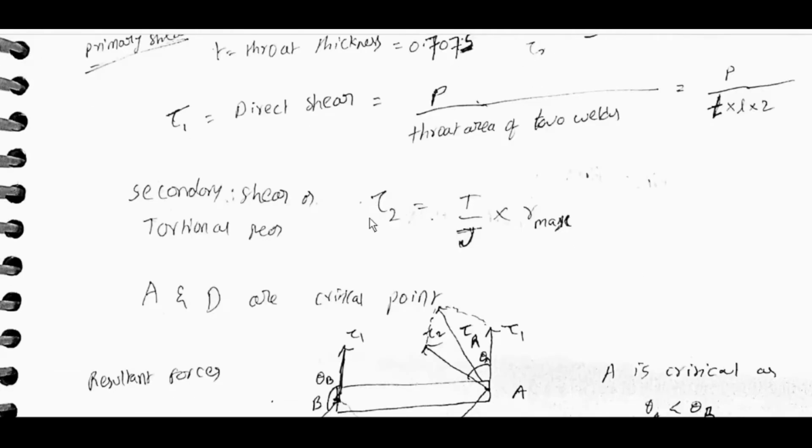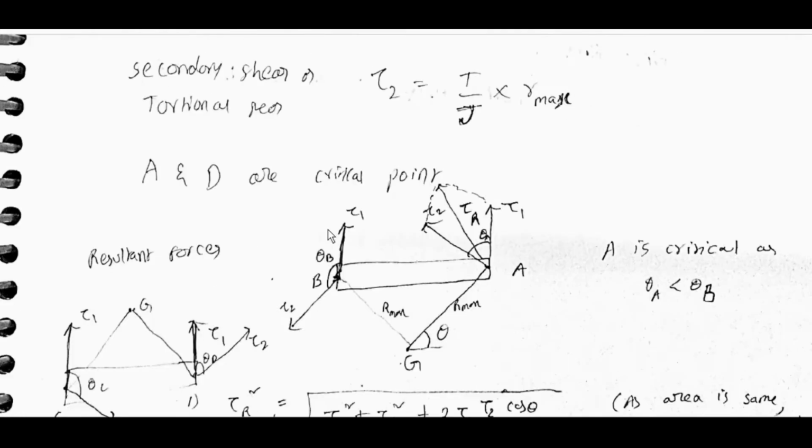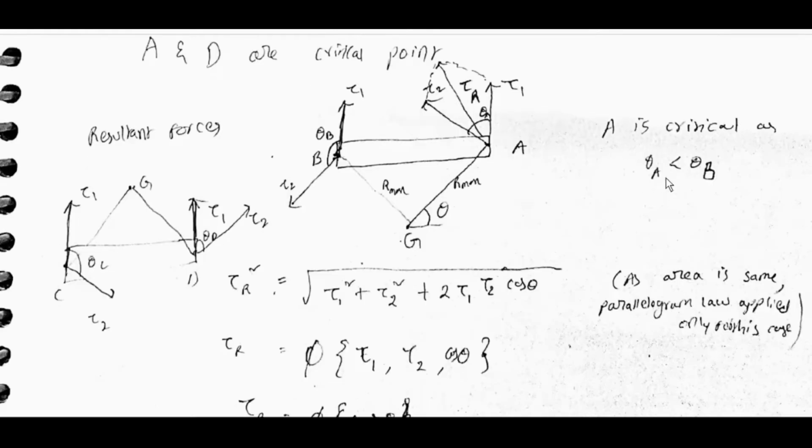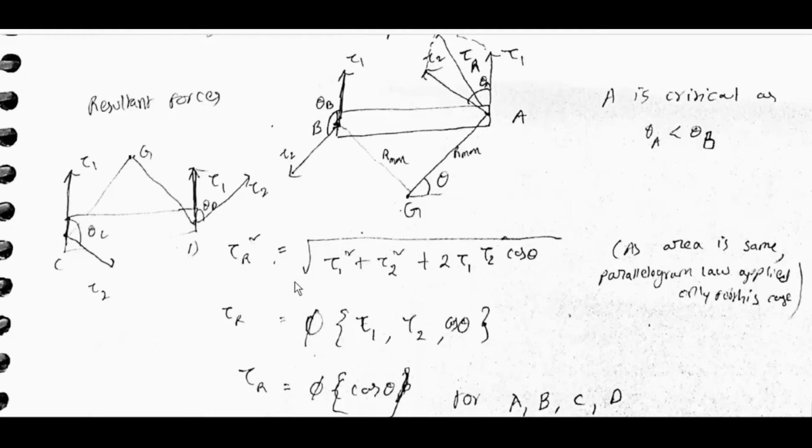Secondary shear or torsional shear, tau 2, is equal to T by J into R max. A and D are critical points, because if we draw the resultant force, A is critical as theta A is less than theta B. Tau R is equal to the root of tau 1 square plus tau 2 square plus 2 tau 1 tau 2 cos theta. As the area is the same, the parallelogram law is applied only for this case.